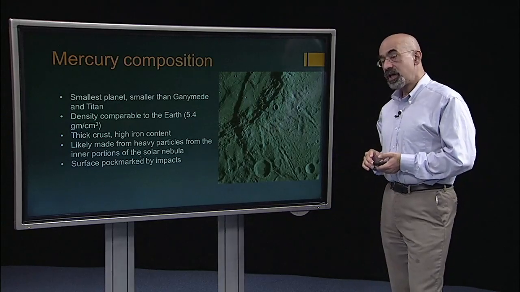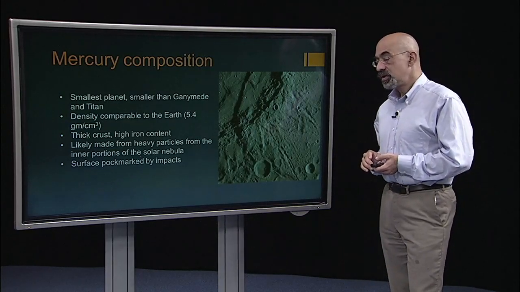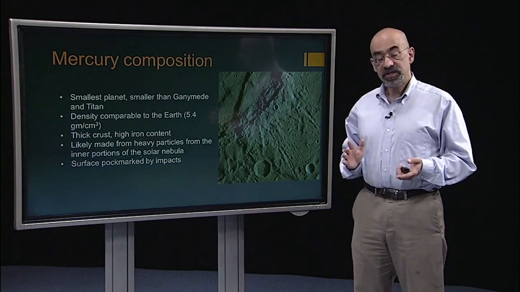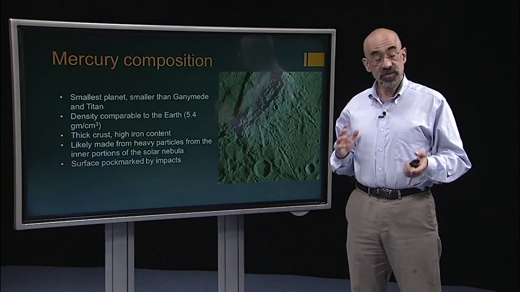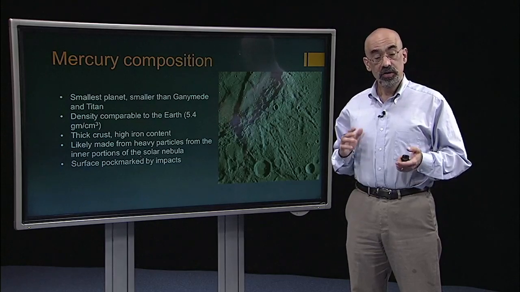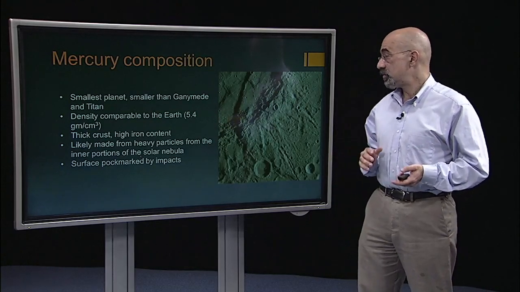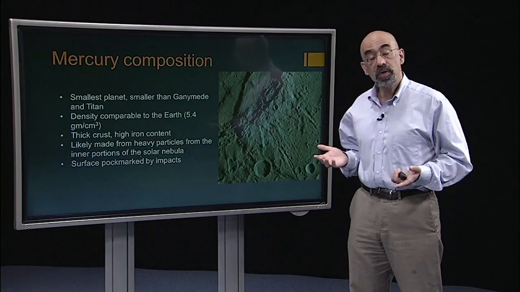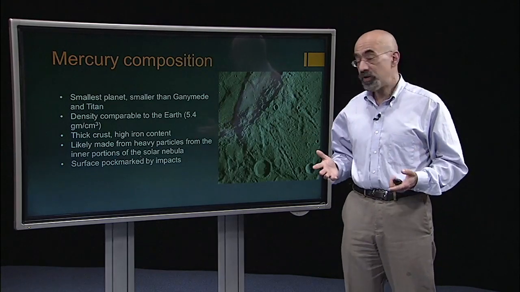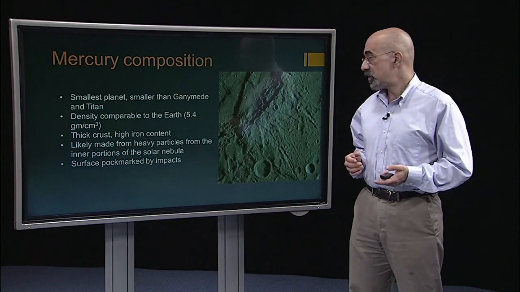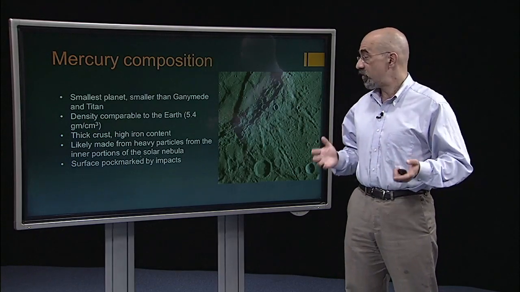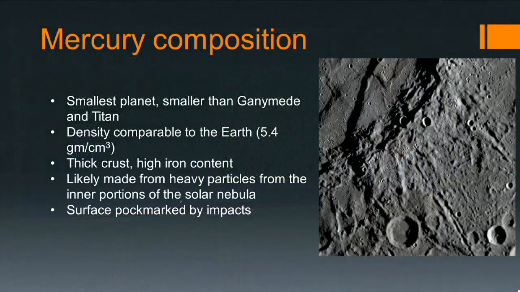Mercury is an interesting planet in terms of its composition. It's a small planet. It's the smallest planet we have in the solar system. It's actually smaller than two of the large moons, Ganymede and Titan. In some ways, its properties are not so dissimilar from Earth. Its density, about 5 grams per cubic centimeter, is quite close to the density of Earth. But its structure is quite different.